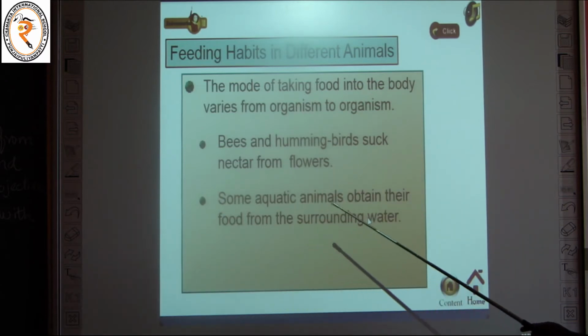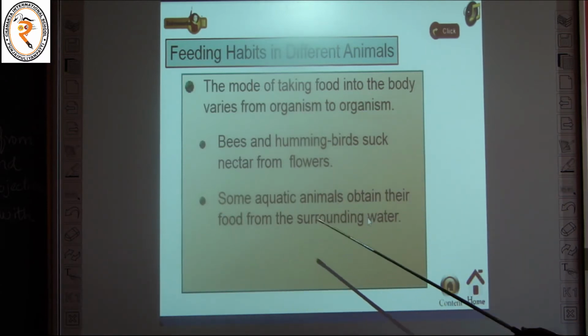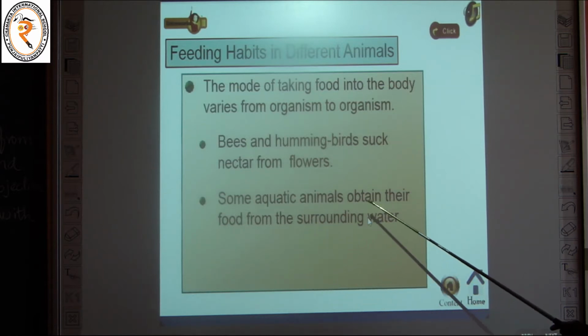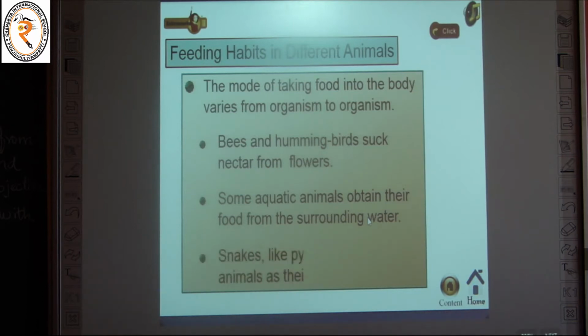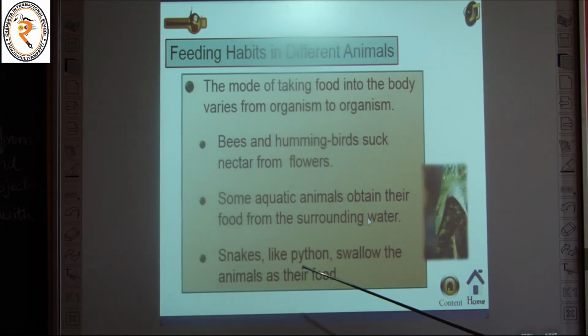Some aquatic animals obtain their food from the surrounding water. What is called an aquatic animal? The animals that live inside the water are called aquatic animals. And the next one, snakes like python swallow the animals as their food. So the mode of taking food varies from organism to organism. It is not similar to all the organisms.